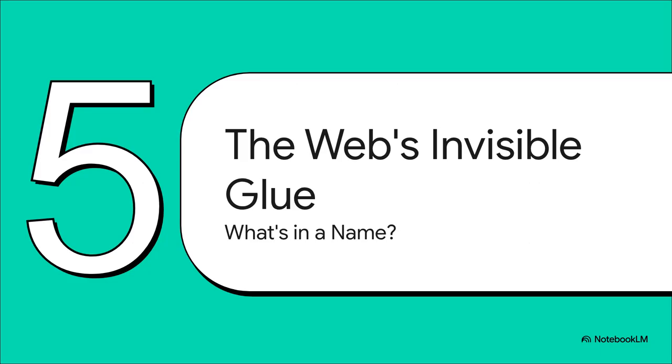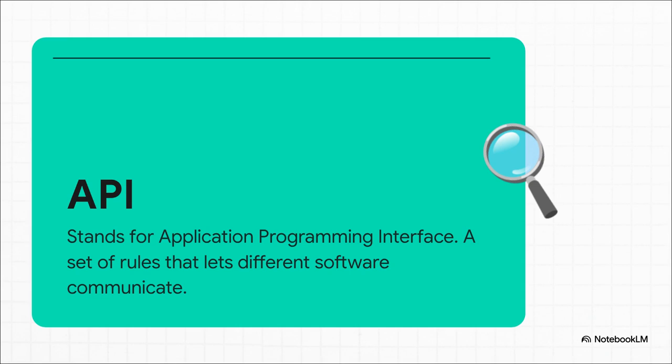Okay, so we know what it does, but what does that name, API, actually stand for? Let's break it down, because it's actually going to make a ton of sense now. It stands for Application Programming Interface. And that interface part is the key. Remember the menu in our restaurant? That's the interface. It's just a set of rules, a contract, that lets two different systems, in this case, two different applications, talk to each other.